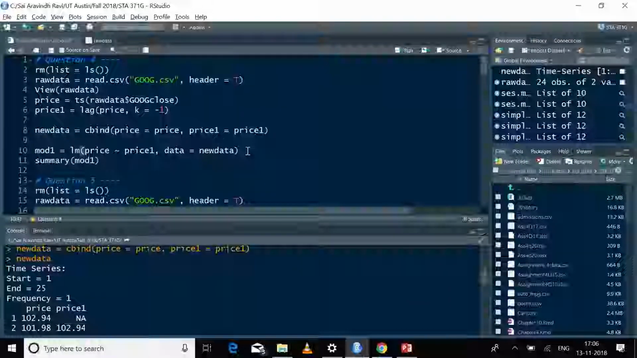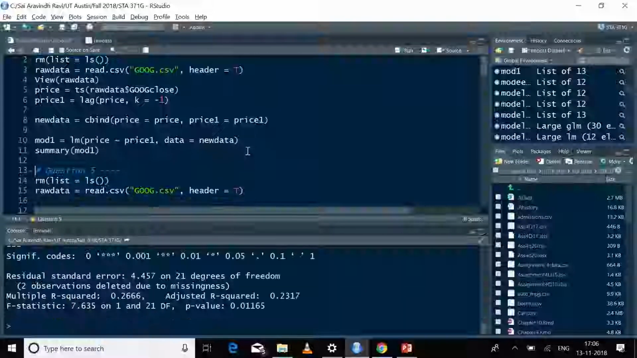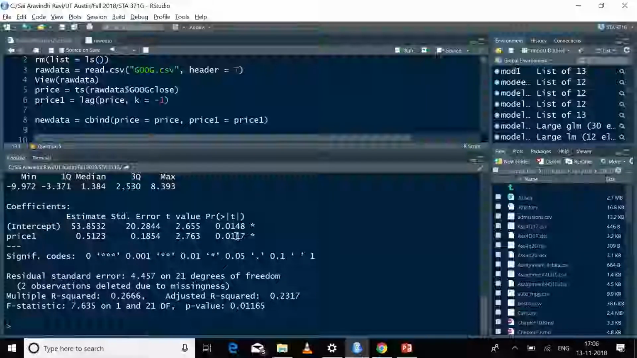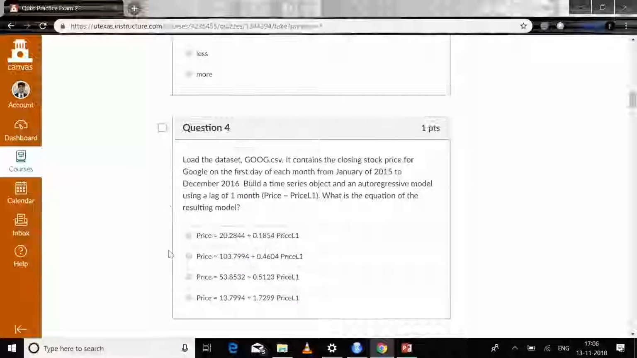Okay. So next I'll go ahead and build a model using the LM statement, using the first lag of price. Data equals new data, because that's my data frame that has both the variables now. And print the summary of the model. There you go. So you get the estimate, and one of the options on your test should be this one. Questions?